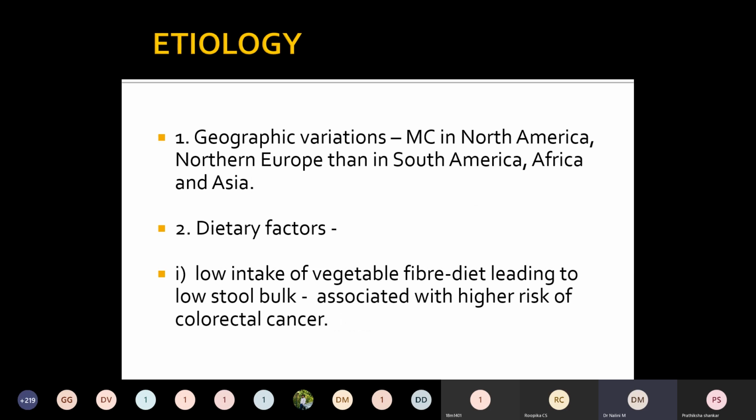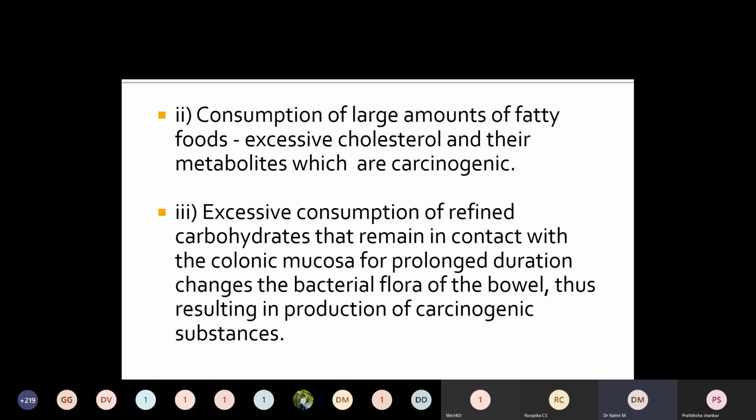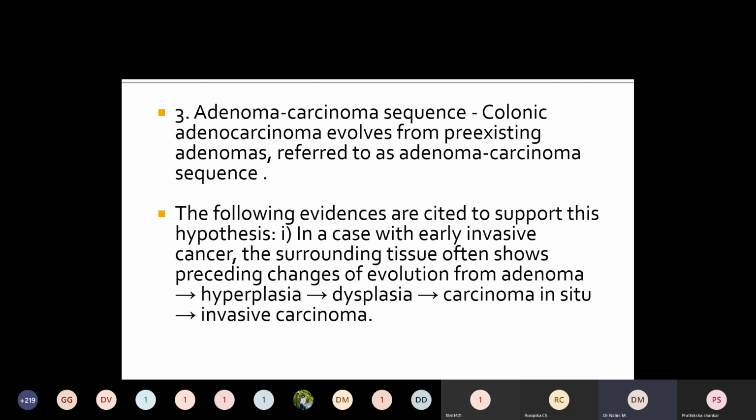Etiology: there could be geographic variations, where it is more common in North America. Again, diet plays a very important role. Low intake of vegetable fiber leading to low stool bulk causes a higher risk of colorectal cancers. Consumption of excessive fatty foods again leads to metabolites which are carcinogenic. Excessive consumption of refined carbohydrates alters the bacterial flora, resulting in carcinogenic material.